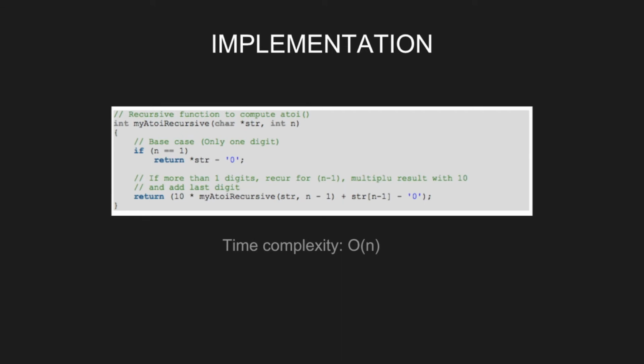Now let's have a look at the implementation. If there is only one digit, that is, if n is equal to 1, return string[0] minus '0'. If there are more than one digits, recur for n minus 1, multiply the result with 10 and add the last digit. That is, return 10 * myAtoiRecursive(string, n - 1) + string[n - 1] - '0'.